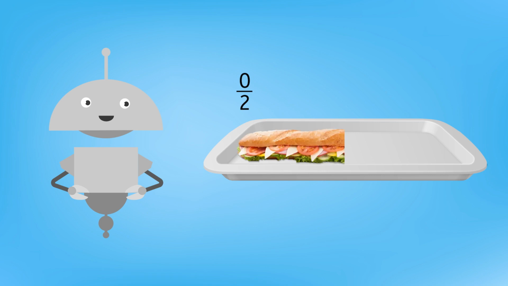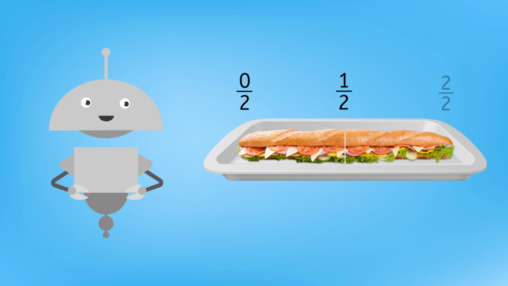Oh, Mia's sandwich piece is ready. So now what fraction of the sandwich do we have? We have 1 of the 2 pieces, or 1/2 of the sandwich. Oh, that was fast. Here comes my sandwich piece. Now what fraction of the sandwich do we have? We have 2 of the 2 pieces, or 2 halves of the sandwich.